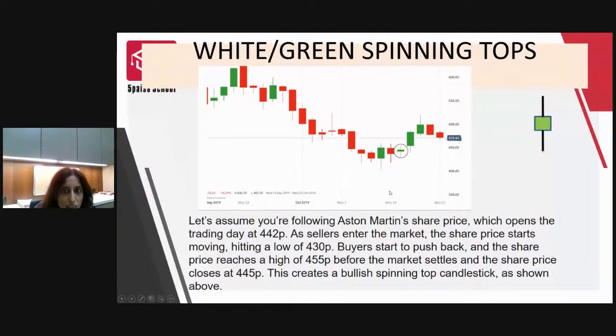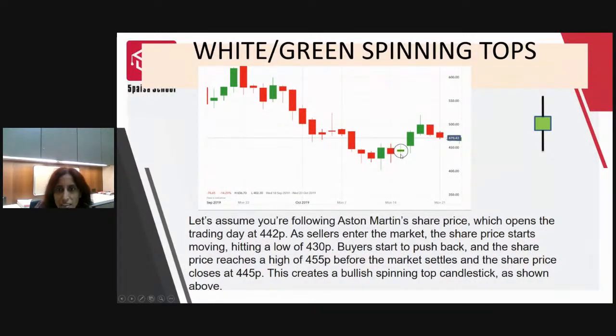And if you see a spinning top which is green in color after a long bearish trend, you see this bearish trend which is for a very long period, and then you get to see this green spinning top. This gives you an assurance that a bullish trend is likely to happen. So this creates a bullish spinning top candlestick, as seen.